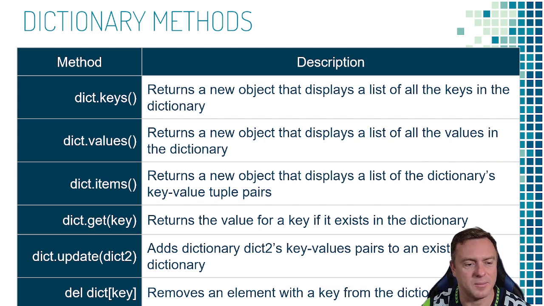Dict get key returns the value of the key if it exists inside the dictionary, so it checks to see whether or not it's there. Dict update updates a dictionary's key value pairs to an existing dictionary. And then you can also delete, which removes a key from a dictionary, which obviously gets rid of the value as well. So those are some of the things that you can play around with. We'll lean into this now.